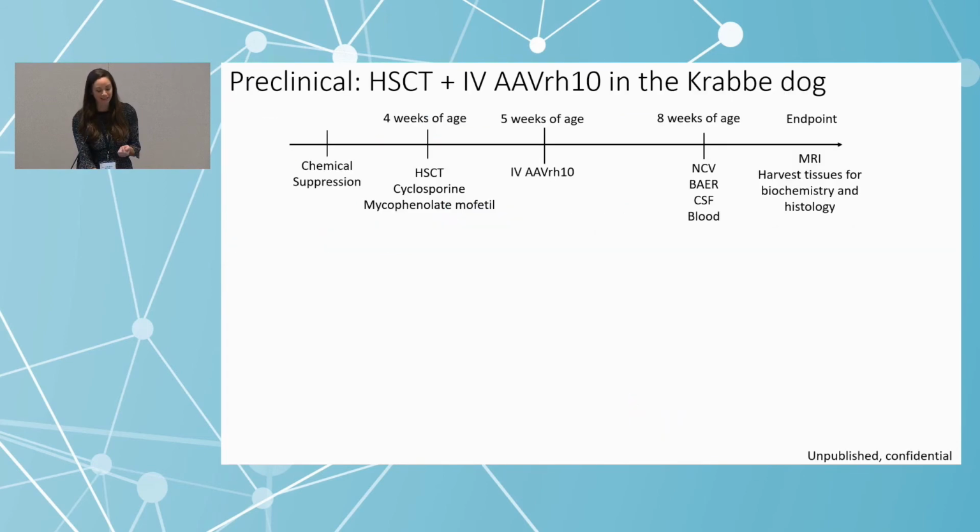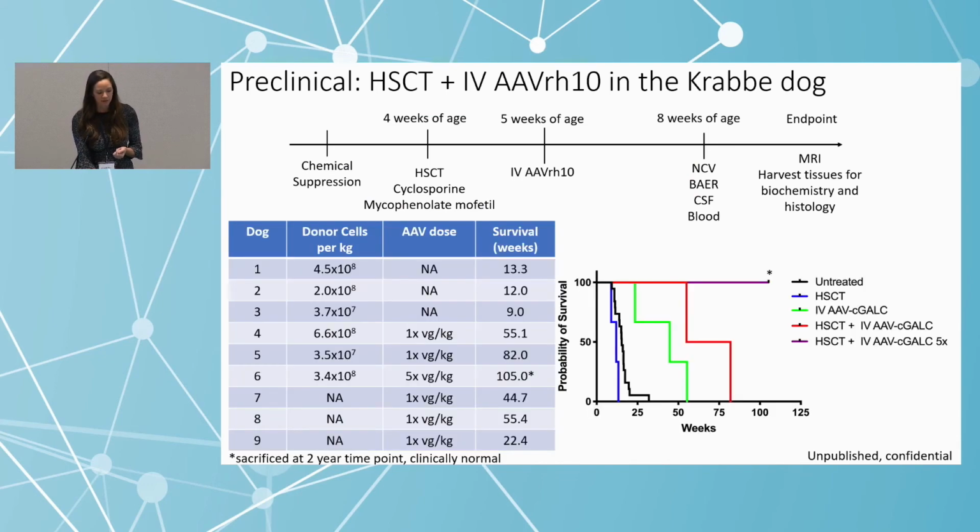We then translated this into the Krabbe dog model where they received preconditioning and the intravenous gene therapy, and we also showed a clear dose response by giving the combination therapy at the 5-fold higher dose. We completely normalized the disease at 2 years of age.